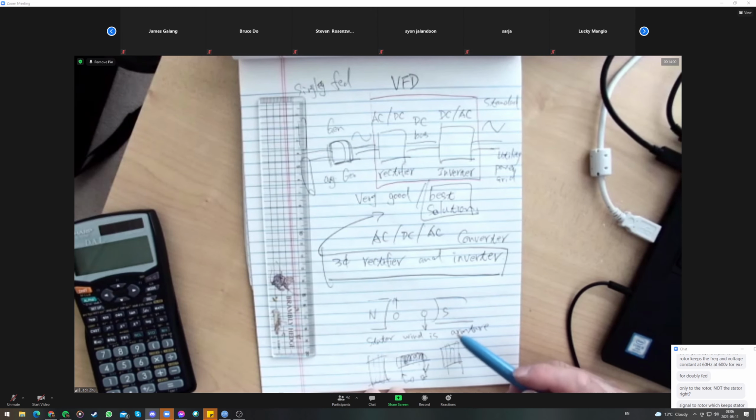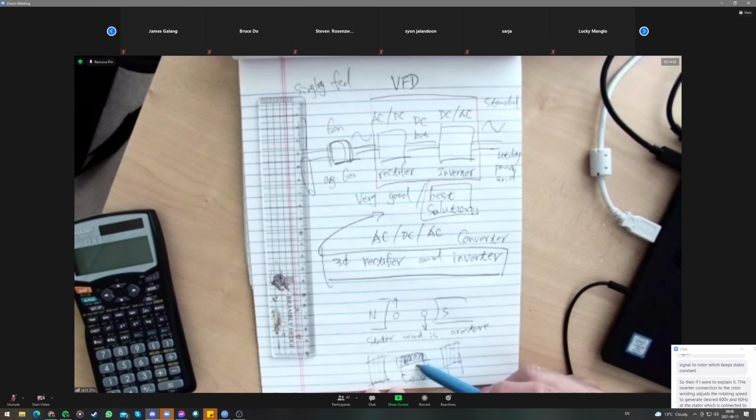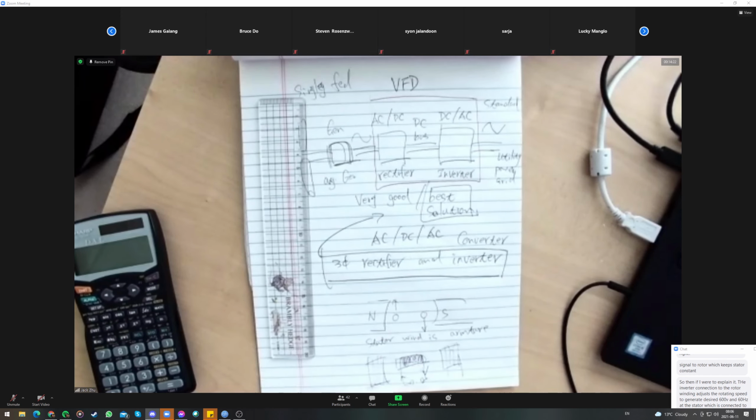But if you try to use the armature to generate the voltage on there, you generate a high voltage, high current, and your slip rings and those things have to be very large. So the same thing down here, we use a rotating magnetic field in here to generate the voltage on the stator.